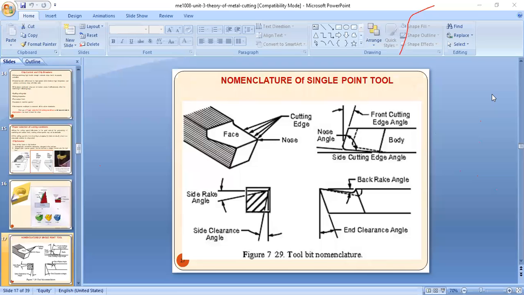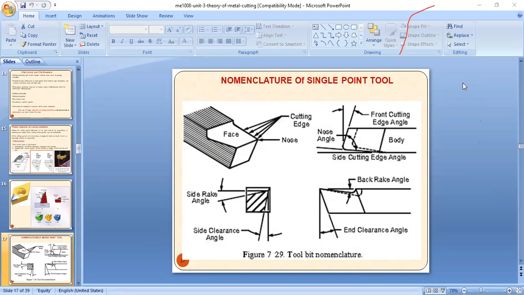When this particular slope is towards the shank, that is, when the slope is towards the base, it is known as the back rake. Back rake angle is also known as the top rake angle. You should remember the different names, because in GATE and many exams, they will ask in different words and different terminology. So all that you have to understand.